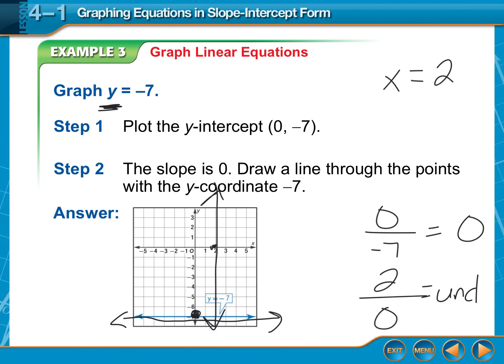Good. So if it's y equals, that gives you the y-intercept. It has to go through that point. Okay, if it gives you the x, that's the x-intercept. It has to go through that point. Okay?